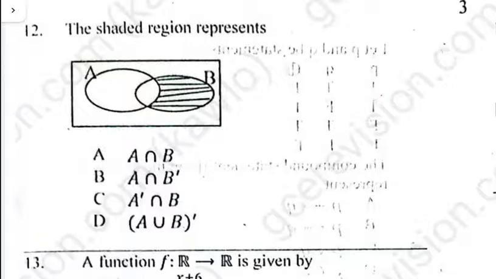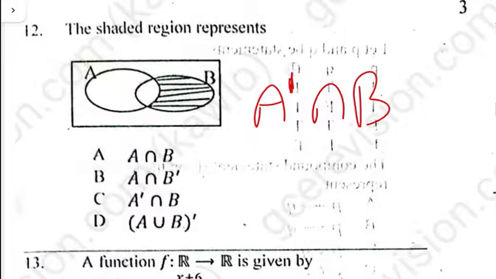Question 12 reads, the shaded region represents... So for this question, the shaded region is a region outside A. So A prime intersection B, right? So it's just A prime, outside A, intersection B.